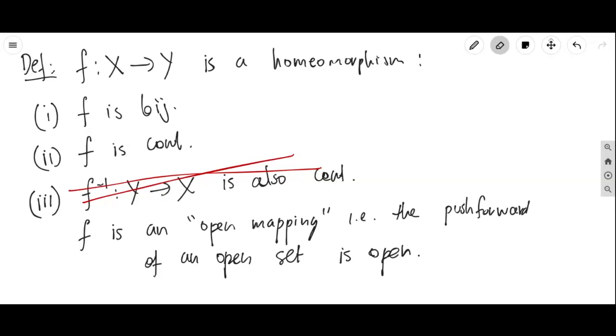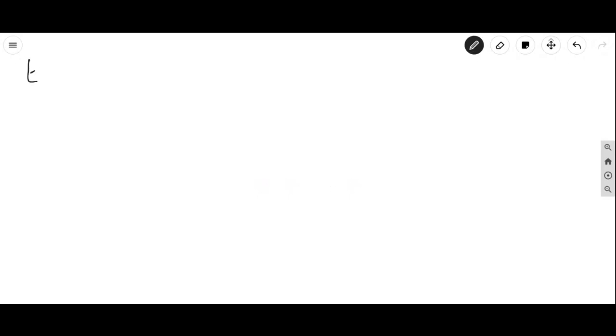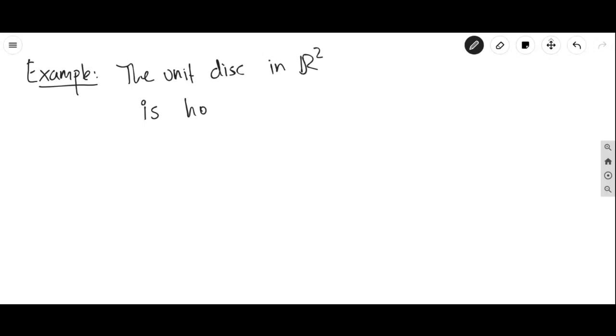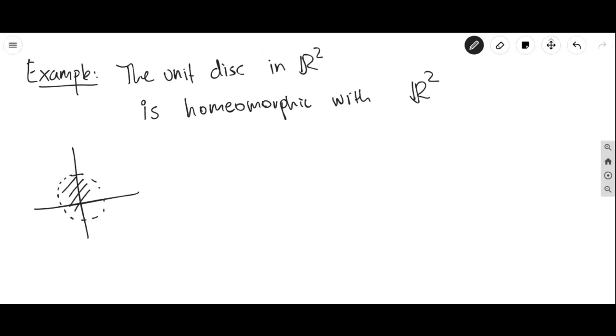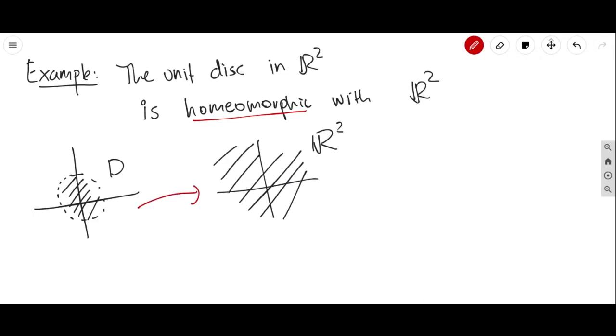Now let me finish by giving you an example of a homeomorphism. The unit disk in R2, with R2 having the usual topology and the unit disk the subspace topology, is homeomorphic with R2. Here's the unit disk, let's call it D, and here's the entire plane, R2. Homeomorphic means there's a homeomorphism, so we can find one that will map this disk to the entire plane.